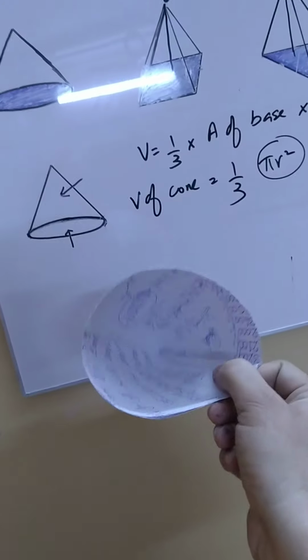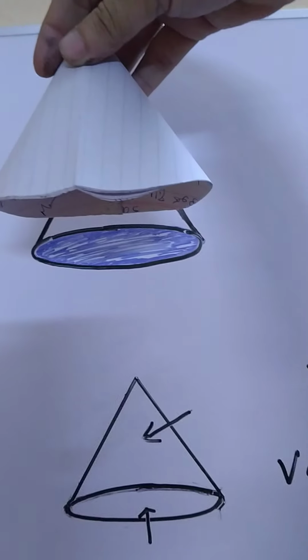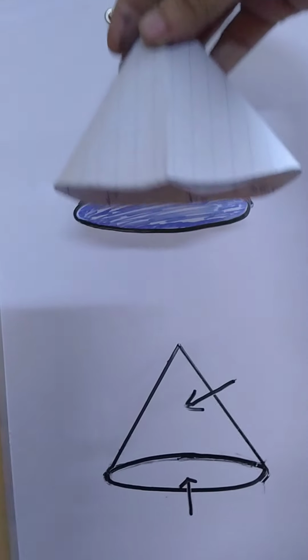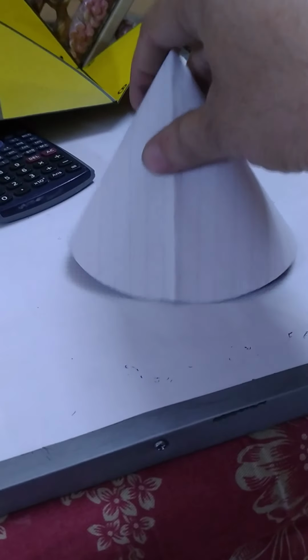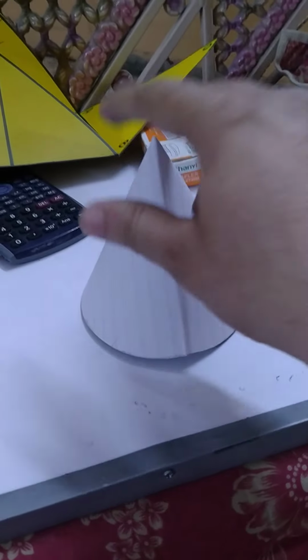Now look here guys, this is a cone. This is a circular base because it is on the ground, it is in contact with the ground. The cone is supposed to be standing on this circular base. Look here guys, I'm trying to show it to you. So this is the circular base of a cone. Have you seen it? This circular part is in contact with the ground. So this cone is supposed to be standing on this circular base.